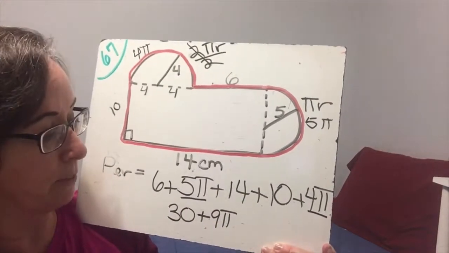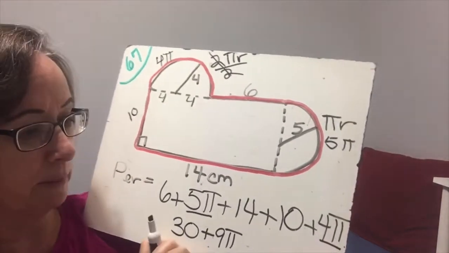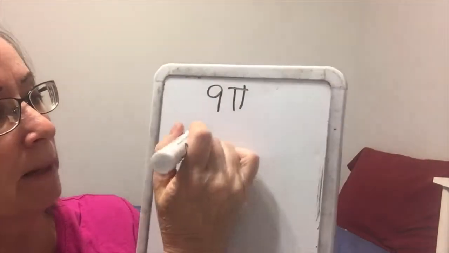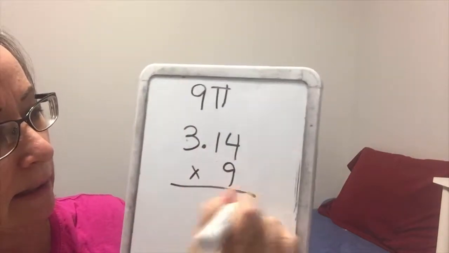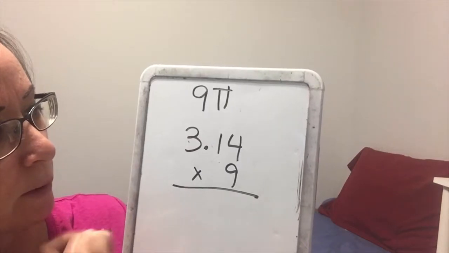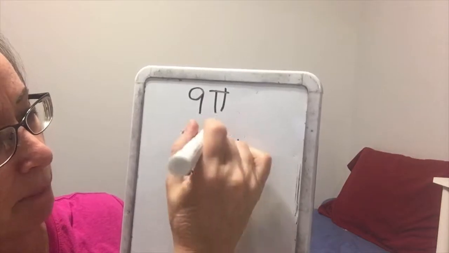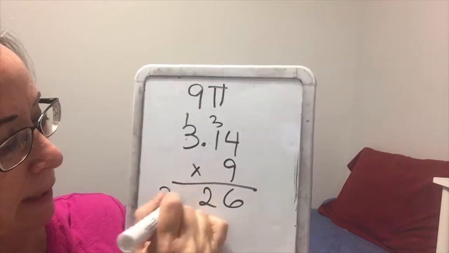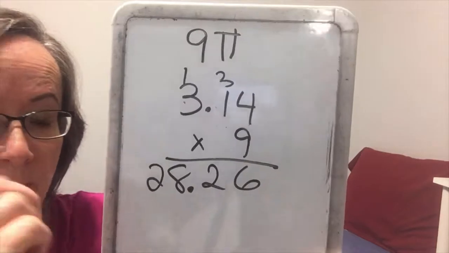So on another board, I'm going to go ahead and do 9 pi for you. We're going to do 9 pi, which is going to be 3.14 times 9. We'll do it on this board and then take it over to the other board. So 4 times 9 is 36. And 9 plus 3 is 12. And 27 plus 1 is 28 with 2 decimal places. So 28.26 is what I'll take over to my other board.